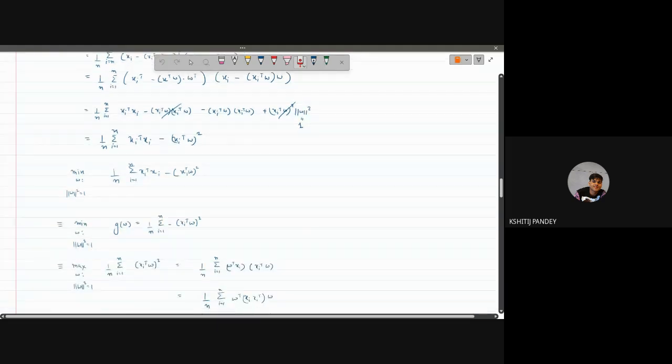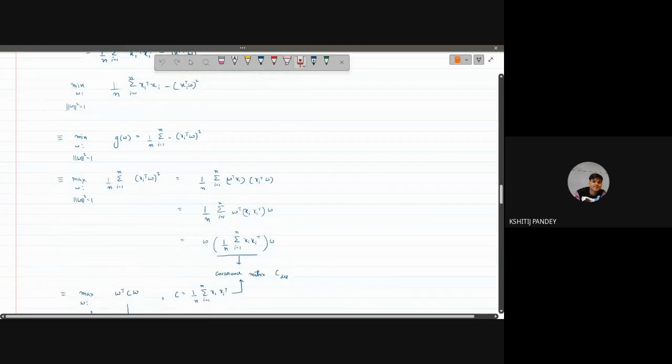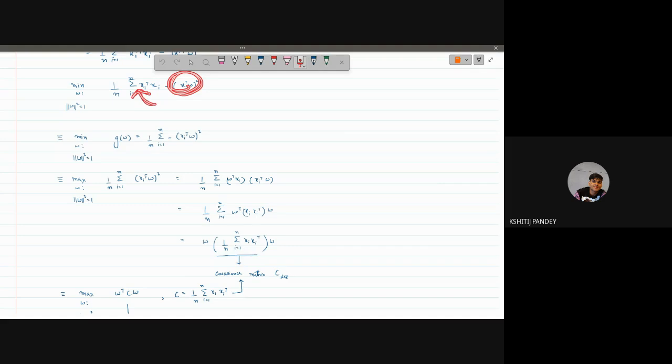Minimizing this for W is the same as maximizing this quantity, right here. And we cannot take care of this other quantity because it depends on data, right? So we cannot do anything with this. We can only play around with this. So we can maximize this quantity, that will minimize the entire quantity. So we'll maximize this quantity. And just simple algebra here.